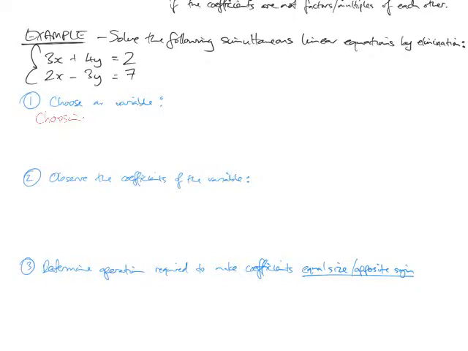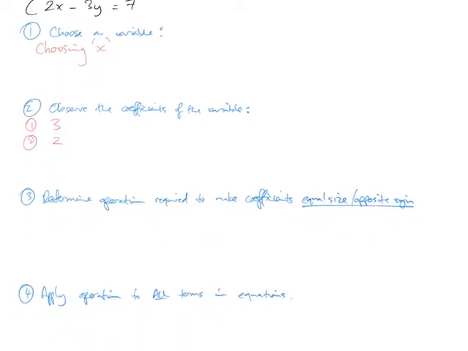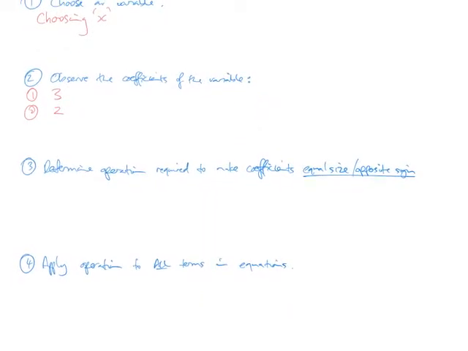I'm just going to choose x. Observe the coefficients of the variable. So in equation 1, the top one, the coefficient is 3. In equation 2, the coefficient is 2. Determine the operation required to make the coefficients equal size, opposite sign.